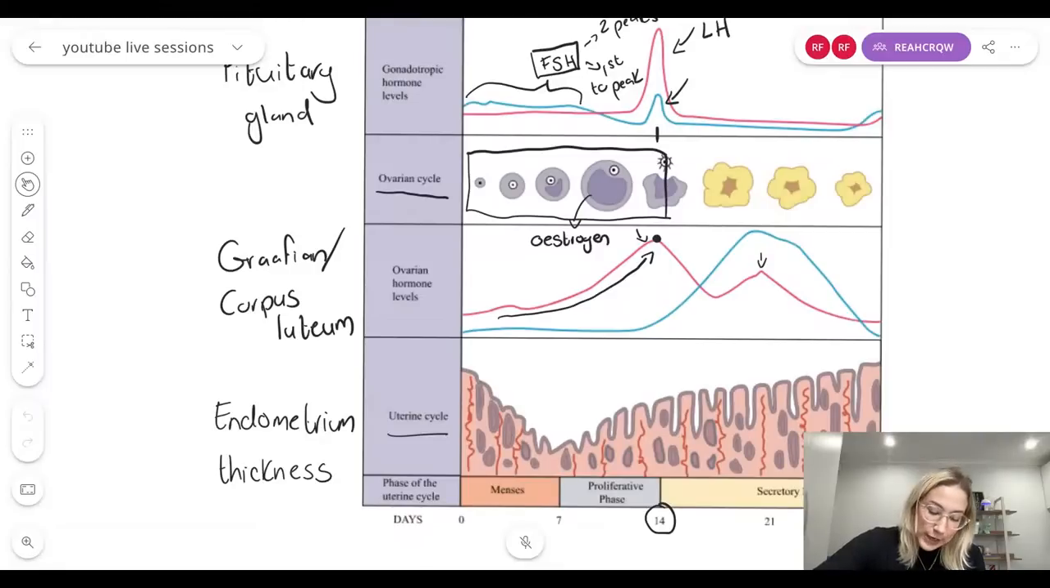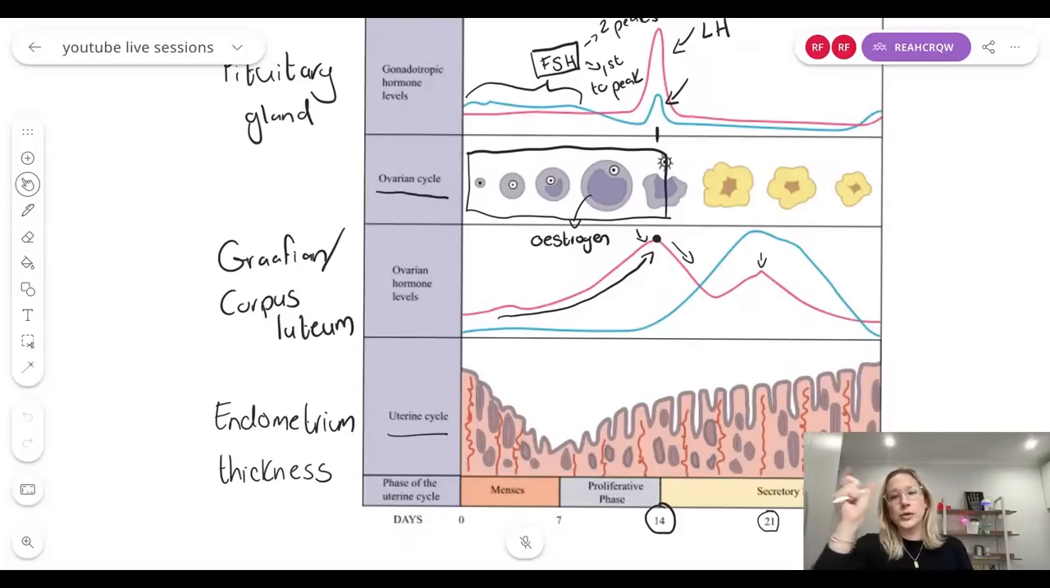And after ovulation, you'll notice that estrogen takes a dip, which is true because why? The Graafian follicle is not there anymore. It's become the corpus luteum. But then you'll notice there's another peak, and you've got to look carefully down at what day this is. And this is day 21. Day 21 is essentially the end of the fertile window.